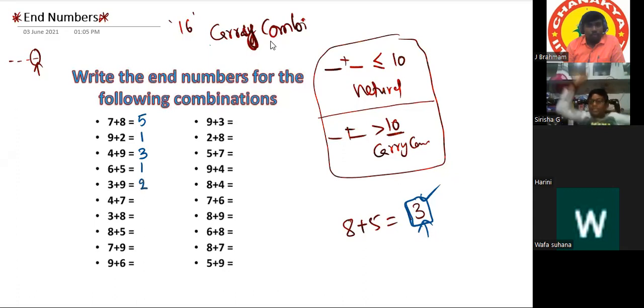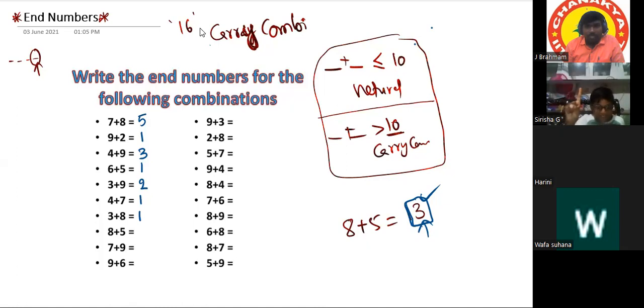But our concentration is on 2. 4 plus 7, how much? 11. Actually it is 11, but end place is only 1. One second. Okay. Then 3 plus 8 is also 1.